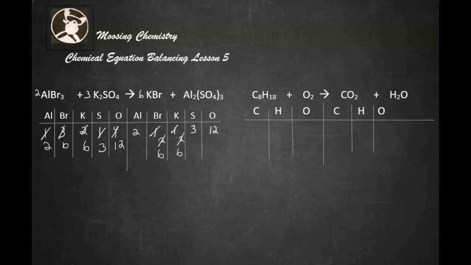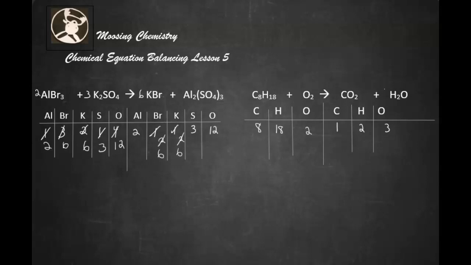So that's balanced. Perfect. All right, now the next reaction we have, oh, by the way, that was a double replacement reaction. Now we have a combustion reaction. We have C8H18 plus oxygen yields CO2 plus water. So we have 8 carbons, 18 hydrogens, and 2 oxygens. On this side we have 1 carbon, 3 oxygens, and 2 hydrogens.